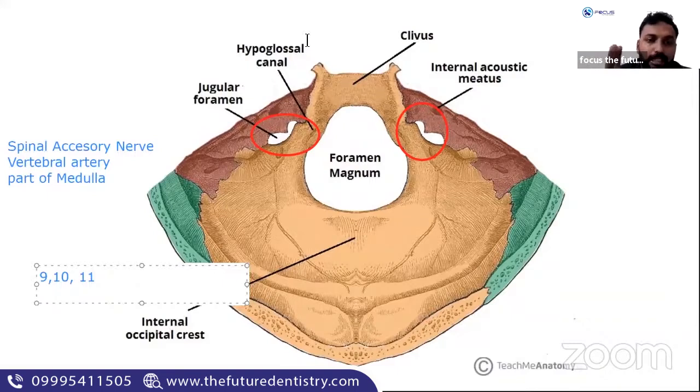Okay. Next is the vagus. And why the name vagus? It is because of its vague course. This is the only cranial nerve which has a course beyond the head and neck region. It has a very long route. It extends beyond the head and neck region also. So 9, 10, and 11.